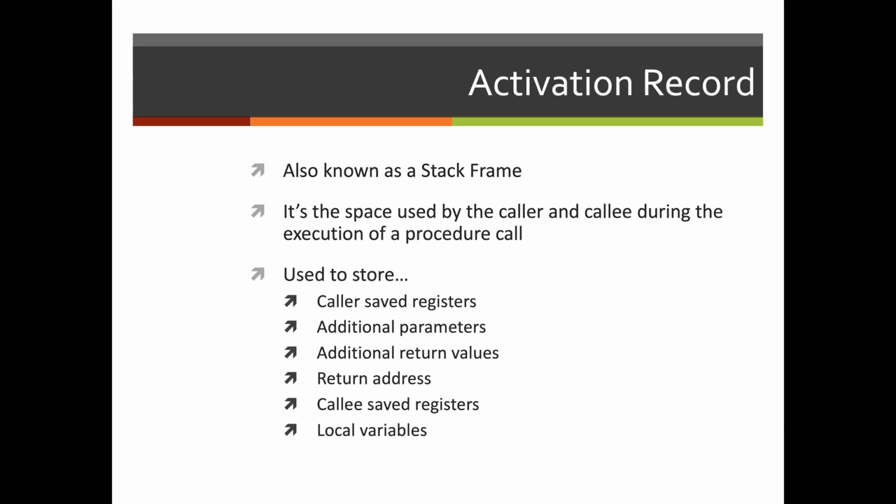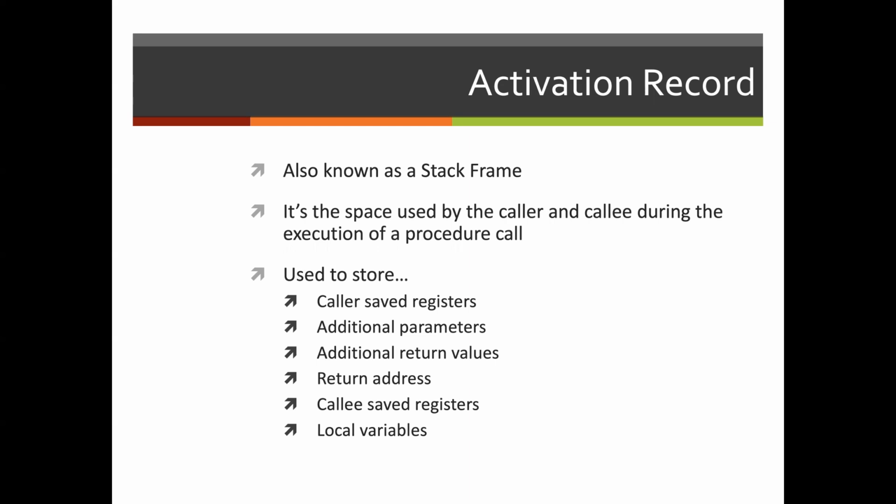Now let's talk a little bit about the activation record. Why exactly do we need an activation record? This is also referred to as a stack frame. The problem that we have is that we need to be able to store appropriate values needed by our procedures. These values are, of course, the arguments, the return address, and return values.